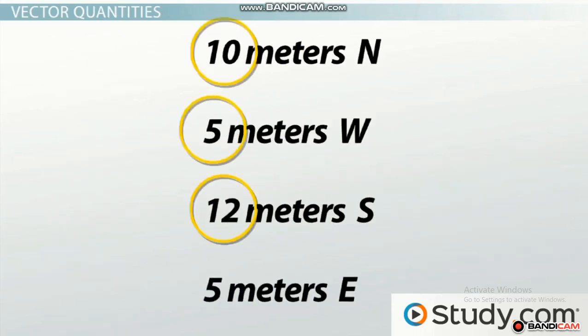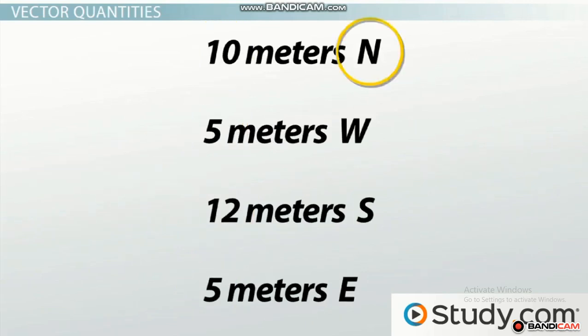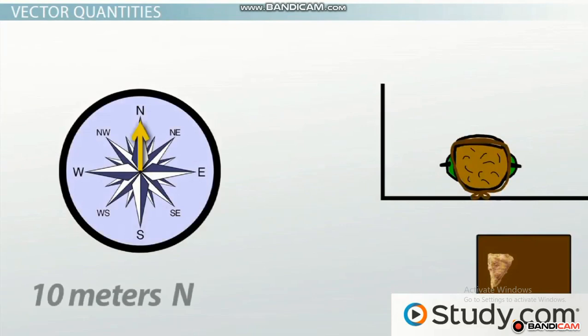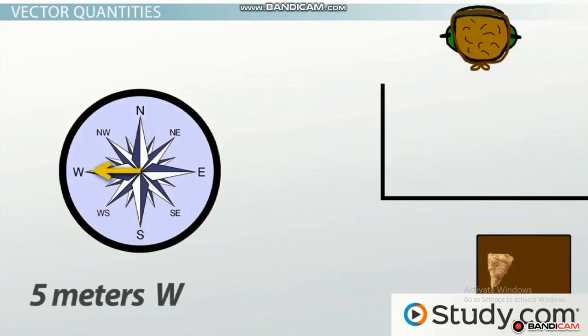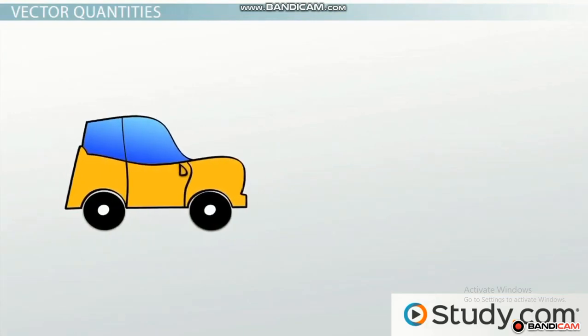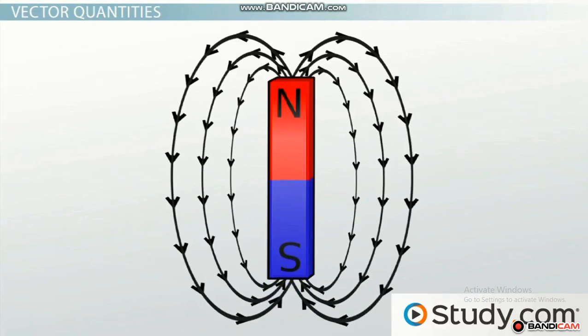10, 5, 12, and 5 are the magnitudes of the distances you needed to travel. North, south, east, and west provided the direction of travel. In this case, you needed both pieces of information to solve the problem and find the pie. You encounter many quantities in physics that are represented as vectors: acceleration, displacement, velocity, and electromagnetic field.